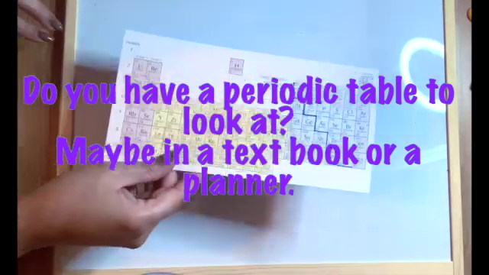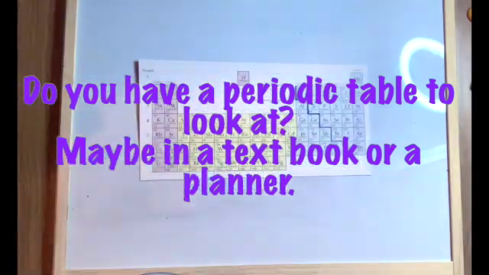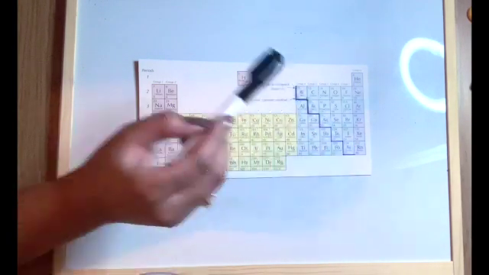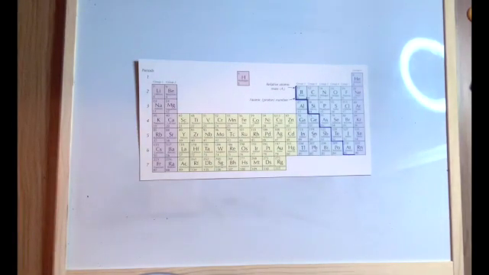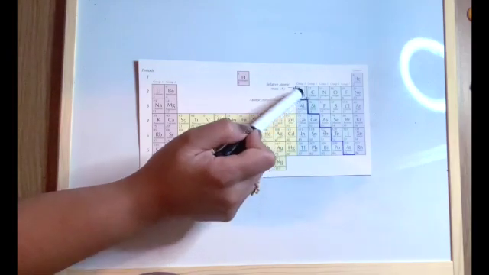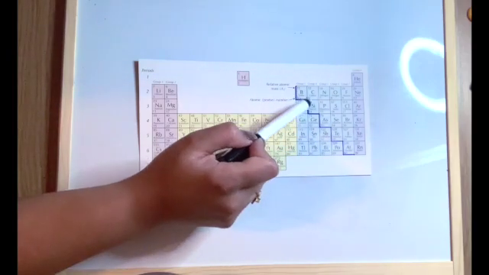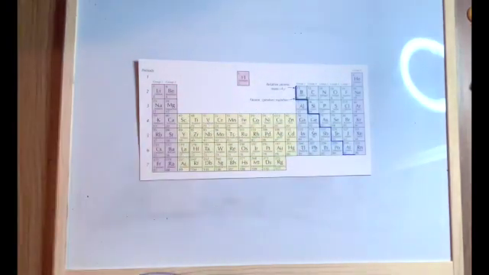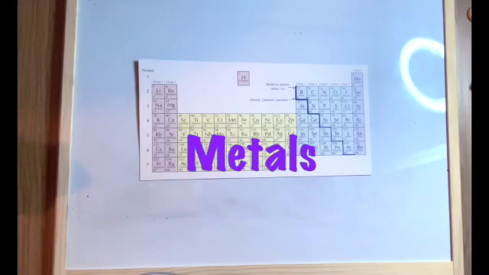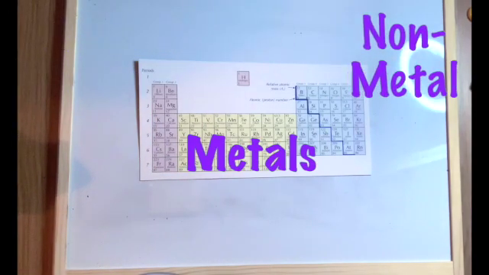So I've got my periodic table here. Now, on my periodic table, first of all, we have a diagonal divide going across the periodic table there. Now, this diagonal divide here, which goes from boron to astatine, is extremely important because everything that is on the left-hand side of that diagonal divide is considered to be a metal.